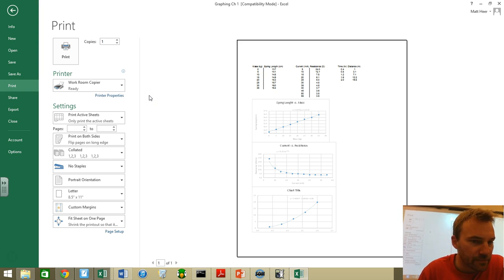So that's how you graph your data. You'll be doing this in class using Microsoft Excel to graph these exact things that I just did. So you'll be going through the same processes that I did.